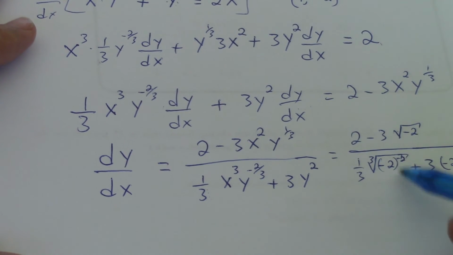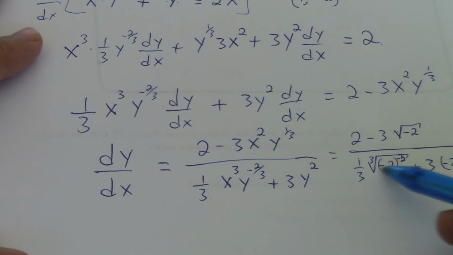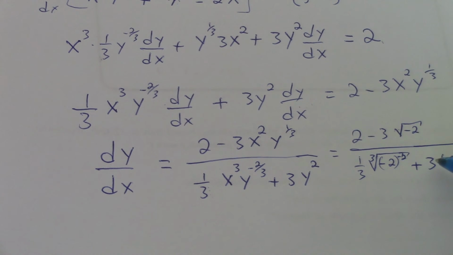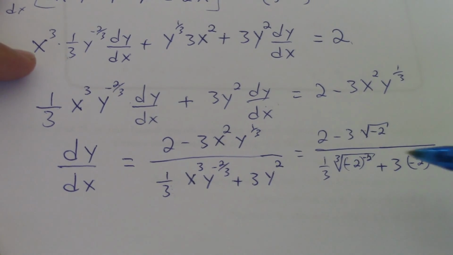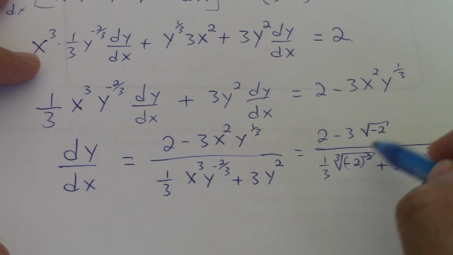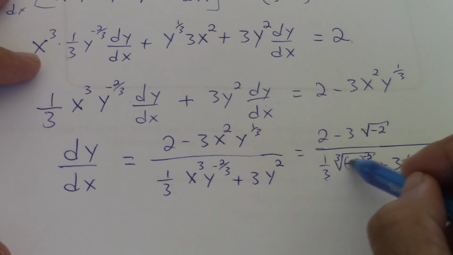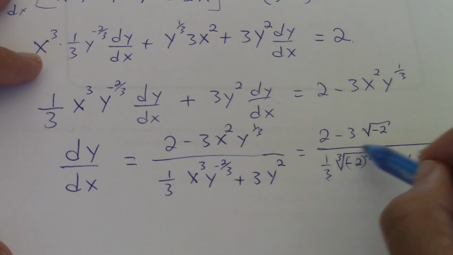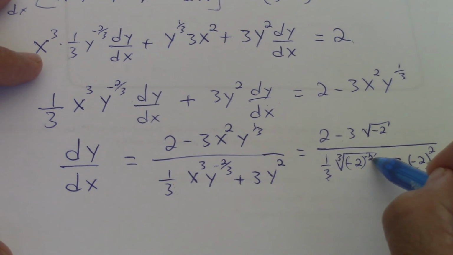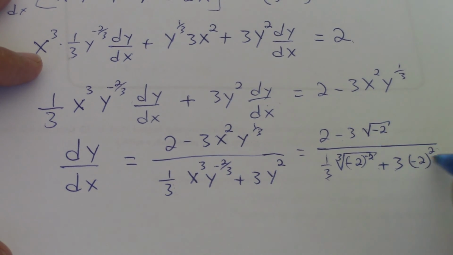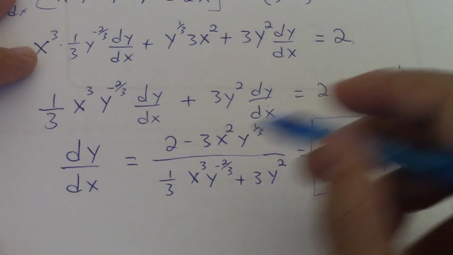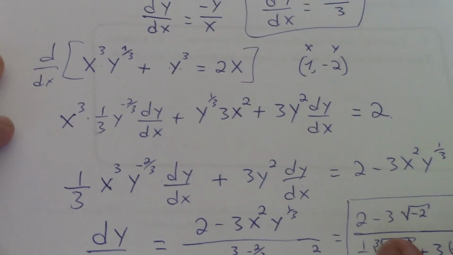Okay, that will be then. There are many things that we can do here, like this one has a negative exponent. We can work with this, but that's the algebra part. We're not going to go through that. Okay, so that will be the answer: 2 minus 3 cube root of negative 2 divided by 1/3 of negative 2 raised to the negative 3 over 2, which is the same as cube root of negative 2 raised to negative 2, plus 3 times negative 2 squared. Okay, you can solve that if you want, but that's the answer. That is the dy/dx for this equation.